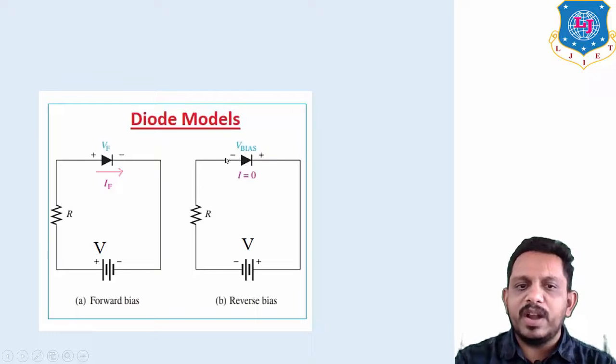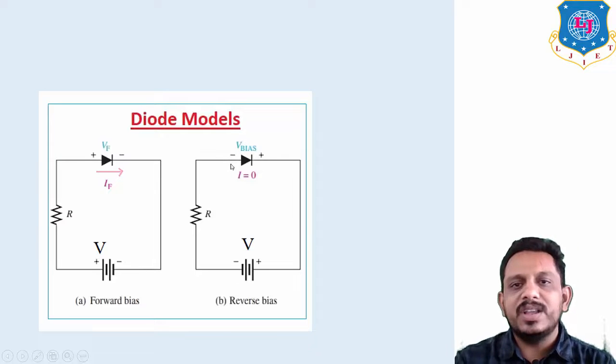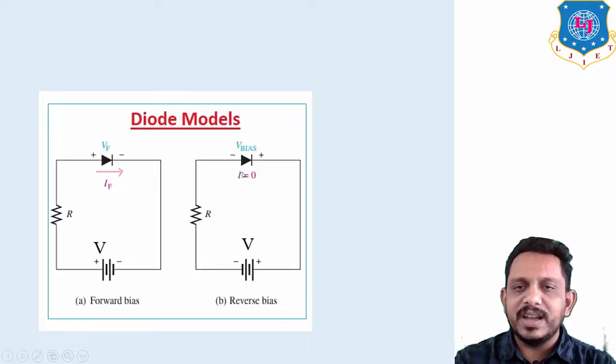If the positive terminal of the diode is connected to the negative terminal of the battery, and the negative terminal of the diode is connected to the positive terminal of the battery, this connection is known as the reverse biasing connection. One resistor is connected to maintain the current flowing through the diode.